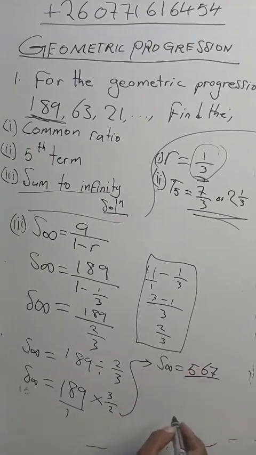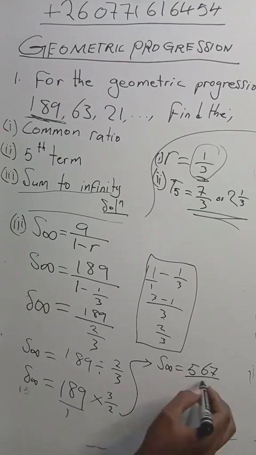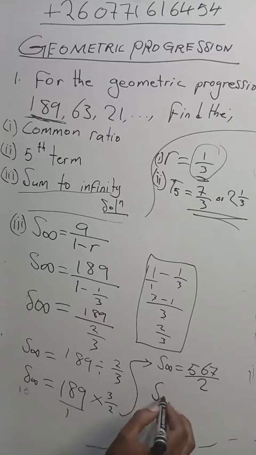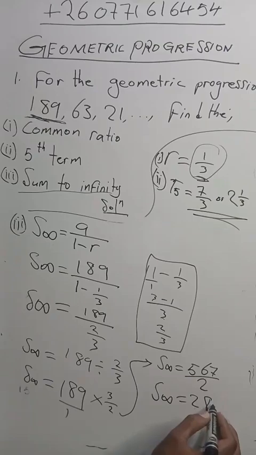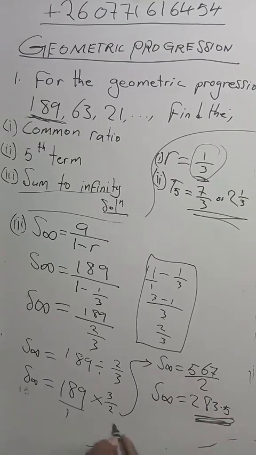567 over 1 times 2 is 2. So sum to infinity is equal to what? Can you divide there? You get 283.5. And this is your sum to infinity. This is how you were supposed to answer this question, and this is how you can answer if you are given such a question in your exams.